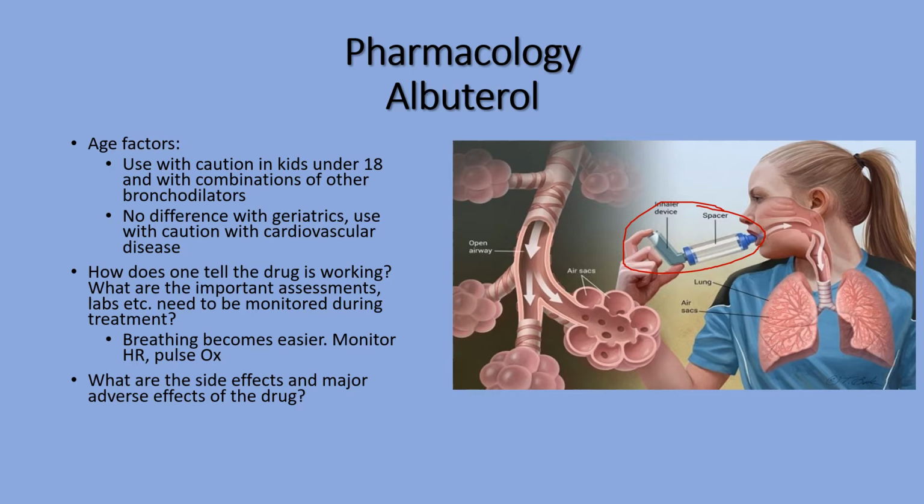Common side effects of albuterol: nervousness, shaking, headache, nausea, vomiting, sometimes a cough, throat irritation. I did say increased heart rate and blood pressure, but that is not quite true, because this is a beta-2 receptor agonist. It only relaxes smooth muscles with little effect on the heart rate.